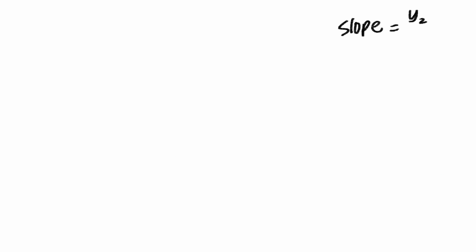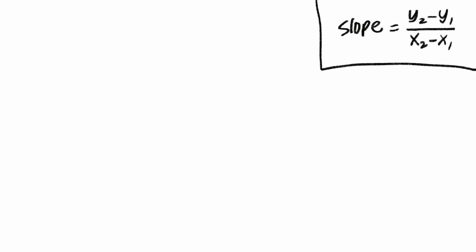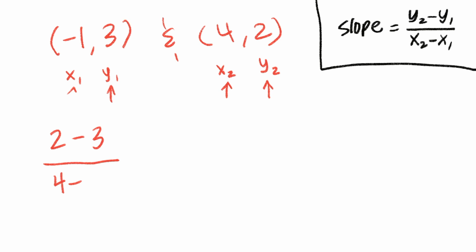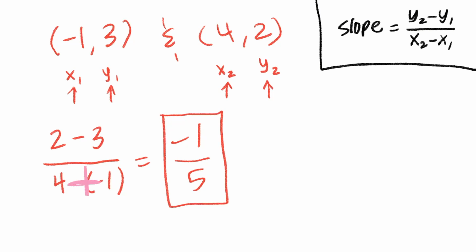This is another example. I put the formula right there for reference. So we have coordinates -1, 3 and 4, 2. Let's label x1, y1, x2, y2 accordingly just to keep things simple and get right into subtracting. 2 minus 3 makes -1 the numerator over 4 minus -1. Know that whenever you try to subtract a negative, that turns into a positive and becomes 4 plus 1, or 5. This makes -1/5 the slope.